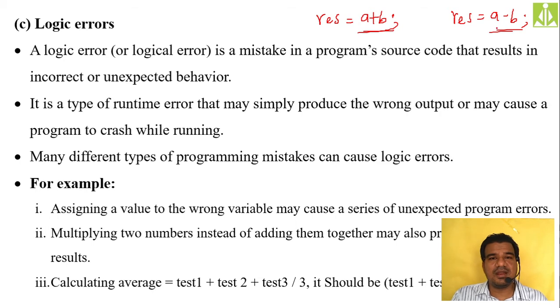So logical errors will not generate any error. So how can we find out if there is a logical error in the program? In the sense, by seeing the output. If the output is not accurate, if the output is not correct, there is a possibility that you have logical errors in your program. And logical errors your compiler will not detect. You only have to detect by seeing the output.